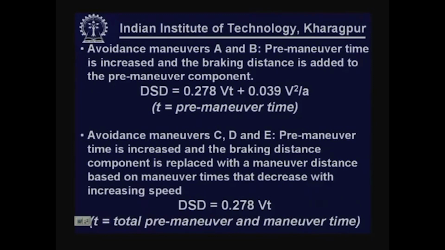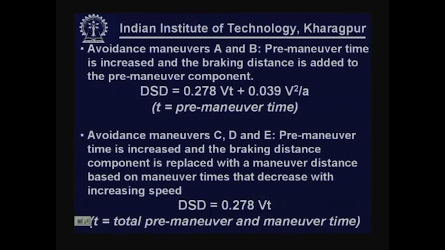For avoidance maneuver A and B, pre-maneuver time is increased. Whatever we considered as perception reaction time, that is the pre-maneuver time, that t value is increased, and the braking distance is added to the pre-maneuver component, because ultimately it is a stopping maneuver.